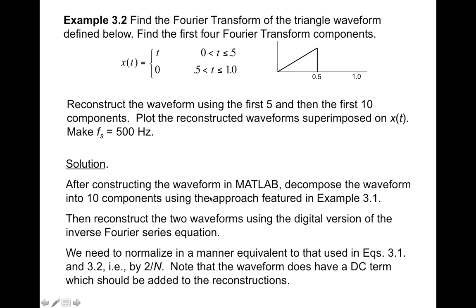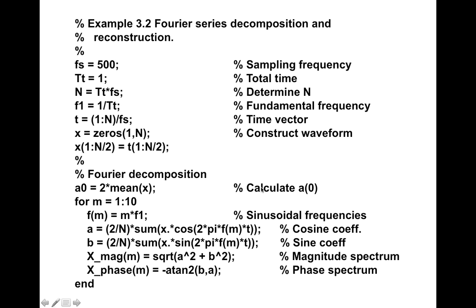So basically, we'll construct the waveform in MATLAB, decompose the waveform into 10 components using the approach featured in example 3.1. Then we'll reconstruct the waveform using the digital version of the inverse Fourier series equation. So we'll need to normalize by 2 over N. And note this waveform does have a DC term, which will have to be added to the reconstruction. If we don't incorporate the DC term, this would be centered about the 0 axis. So we'll have to add that DC term in.